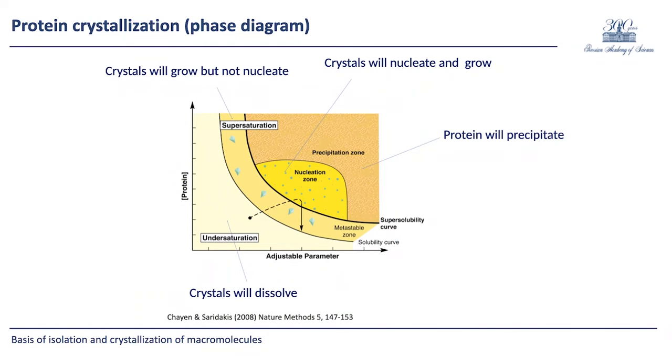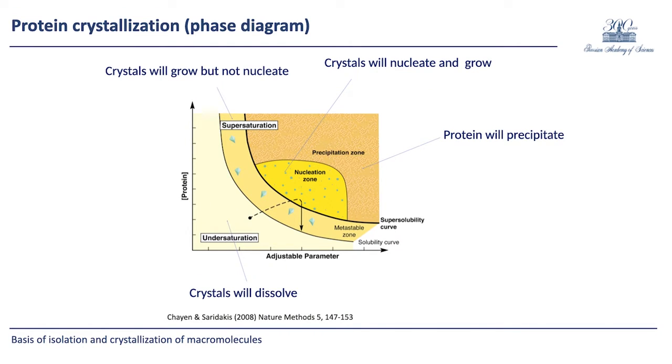The solubility curve on this slide is defined as the equilibrium between the presence of protein in solution and in a crystal. The supersolubility curve separates the conditions under which nucleation occurs from the conditions under which the solution remains pure. There are regions where the concentration of protein is very low, so crystals do not grow in this zone.